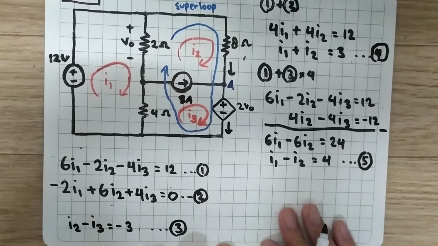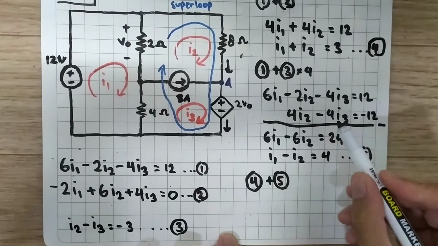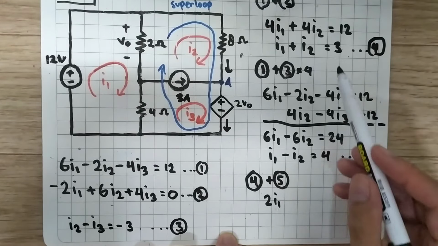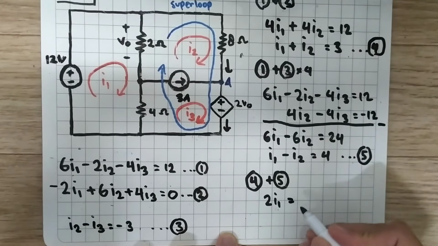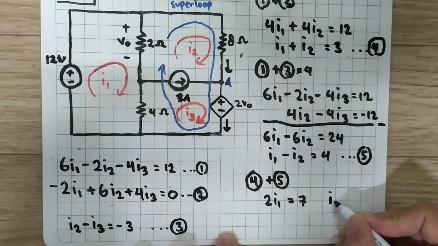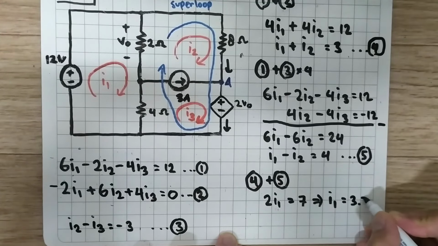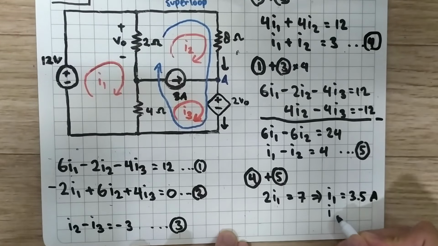And we have this nice pair of equation 4 and 5, so we can do right away 4 plus 5. We will have I1 plus I1, 2 I1, and then we will have 3 plus 4, it's 7, so I1 will be 7 divided by 2, it's 3.5 ampere, and thus we can easily get I2, because I1 plus I2 is 3, so I2 will be minus 0.5 ampere.